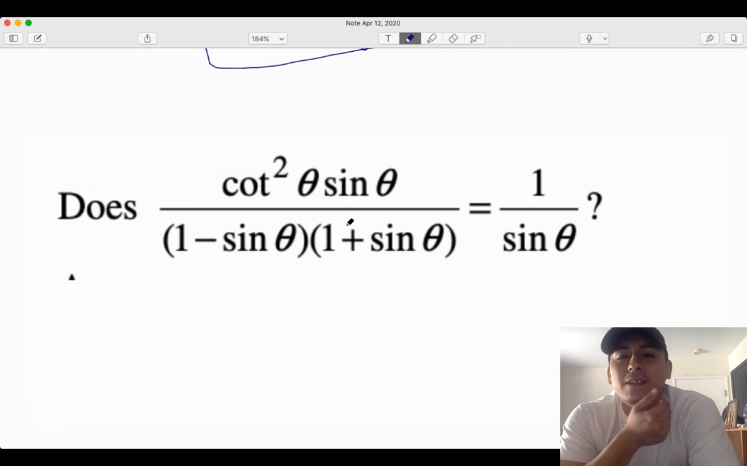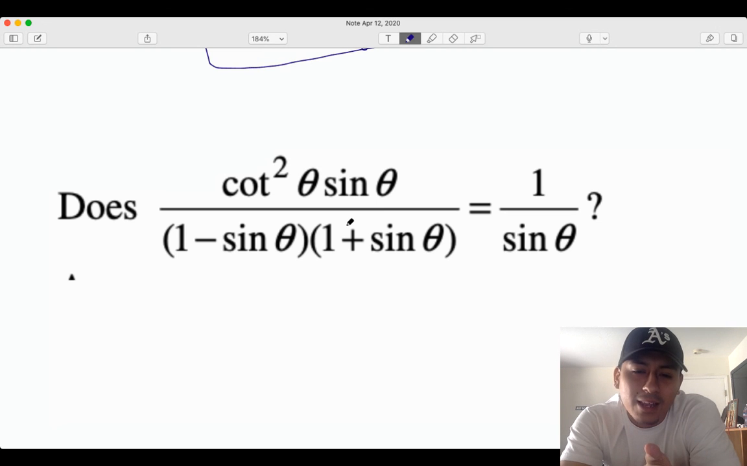Maybe when you first look at it, you might be thinking there's no way this is going to be equal to one another. But we have to make sure. We have to be sure.